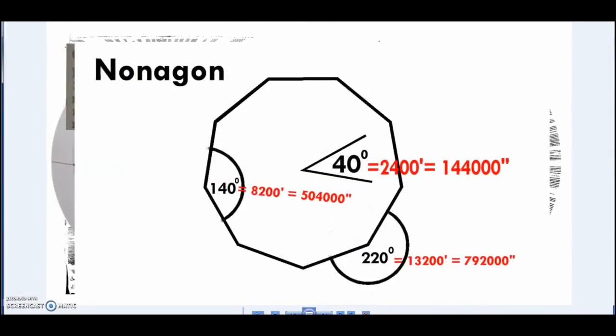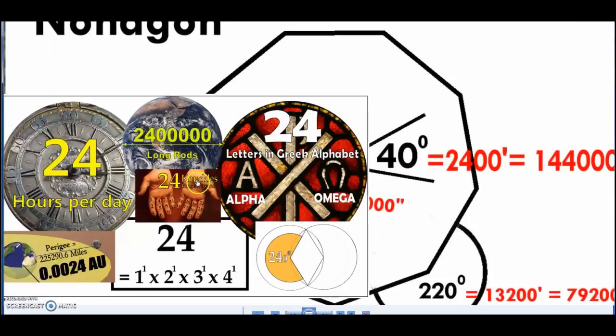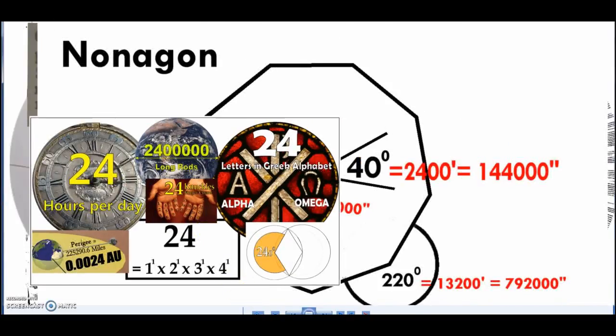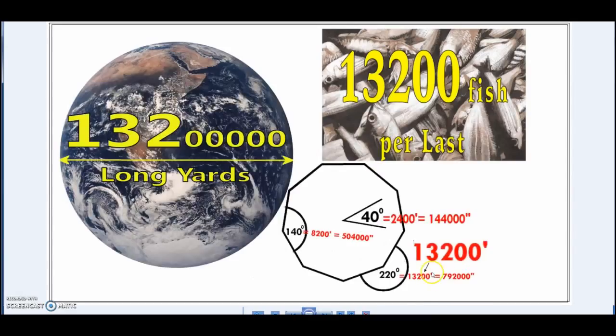Now, if we go to the next one, 2,400, so 40 degrees is 2,400 minutes, 24 hours per day. Again, you can see these 24, the vesica, Greek, and number of knuckles, but also the dimensions of the Earth in that long scale, which I've mentioned again, which links back to 33. Now, 220 degrees is 13,200 minutes.